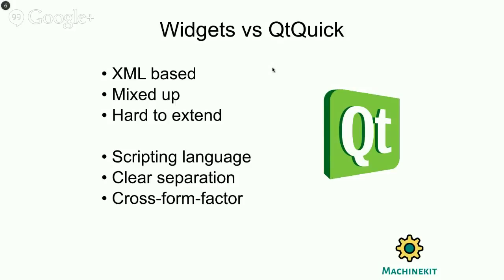This is a huge advantage over widgets, and also the main reason why Nokia started to develop QtQuick, because widgets are not a good approach for mobile development. You have many screens, many screen sizes, many screen resolutions, so it is not easy to develop widget-based applications.